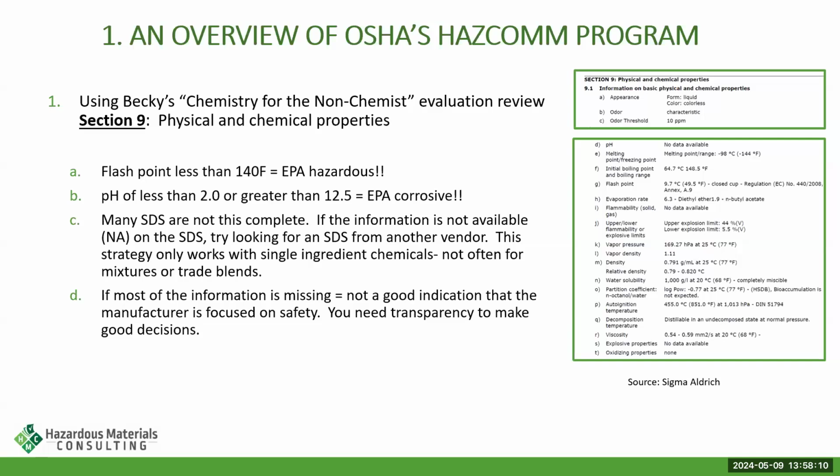What are some of the things that I look for? The first one that I look for is flash point. Flash point is something that we use to measure how flammable something is or how ignitable something is. And according to EPA, if we've got a chemical that has a flash point of less than 140 Fahrenheit, that's an ignitable hazardous waste once we're done with it.